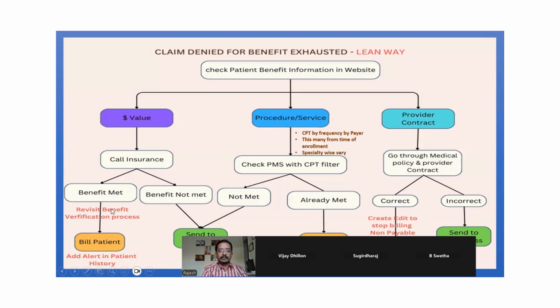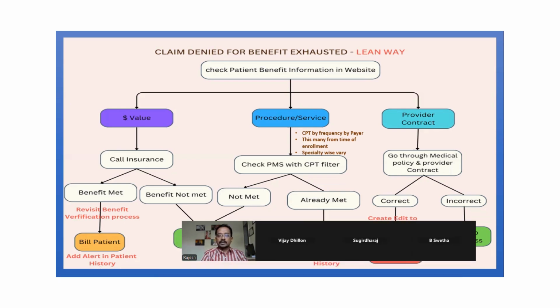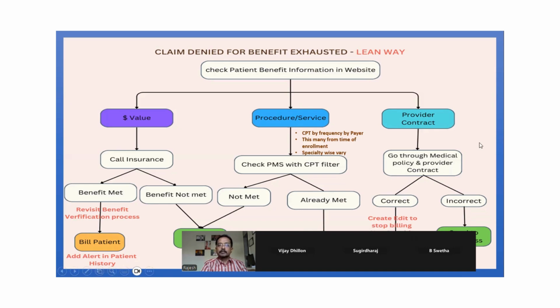Lean methodology, that's mainly 3 points. One, the benefit information and benefit verification need to be improved and fix the problem there. Second, create an alert in the patient history. And third, stop billing non-payable claims as per the provider contract. This will solve your problem related to your benefit information. Okay, this is about this particular week's denial, and we will connect again next week with one more denial.